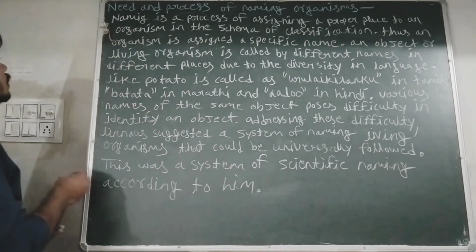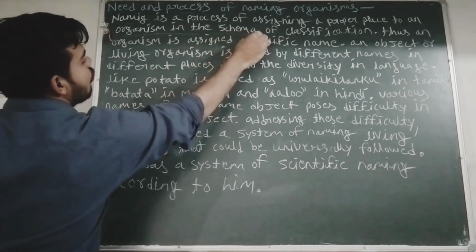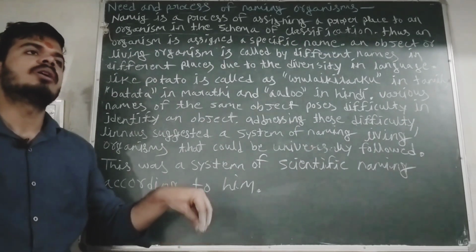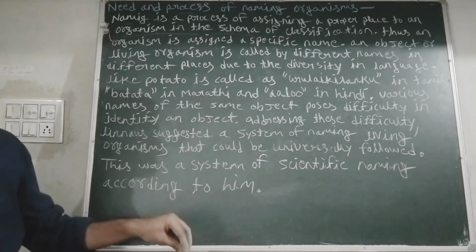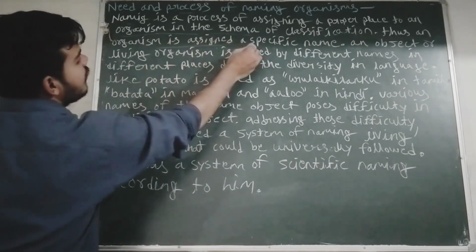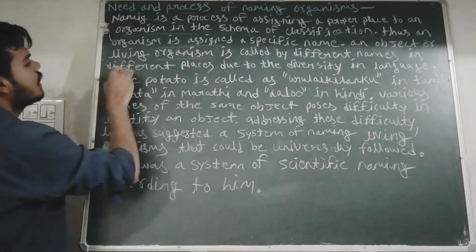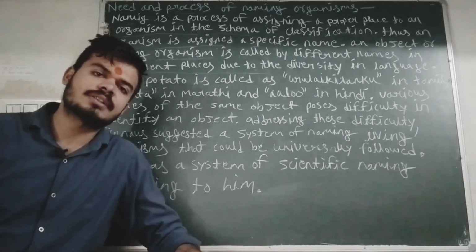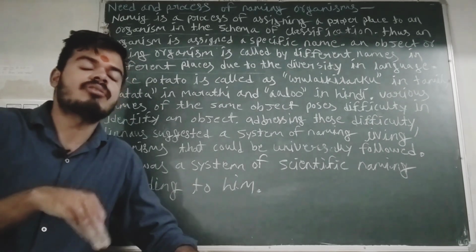Naming is a process of assigning a proper place to organisms in the scheme of classification. Naming of every organism, living and non-living things, changes according to the place. In different places, names are different. An object or living organism is called by different names in different places due to the diversity in language. People use different languages, so the names of living or non-living things are different in different places.